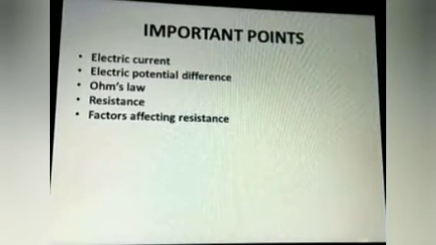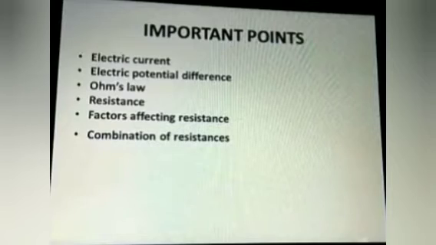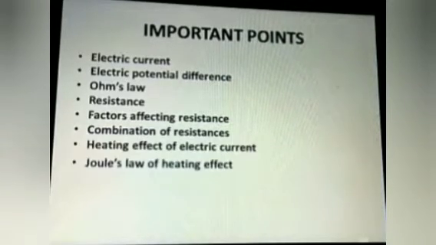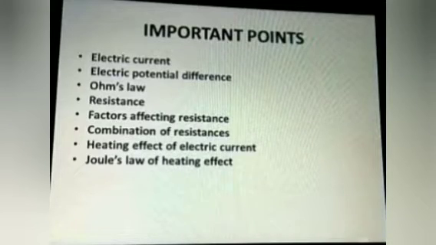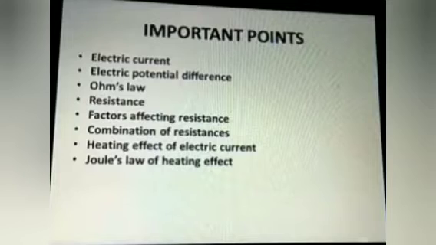Factors affecting resistance: temperature, nature of the material, length of the conductor and area of cross section. Combination of resistances: resistances can be connected in two ways, series combination and parallel combination. Heating effect of electric current: when electricity is passing through a conductor, a part of electrical energy is converted into heat energy. This is called heating effect of electric current.